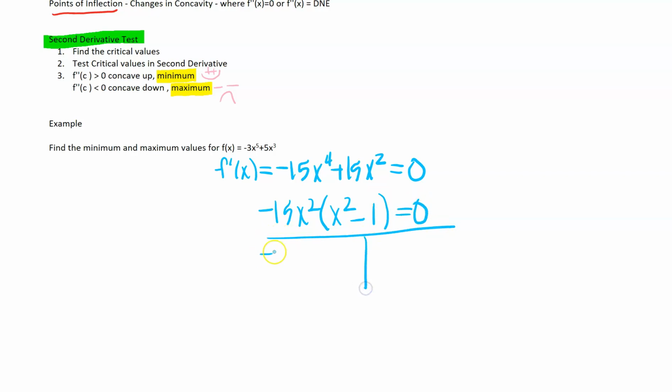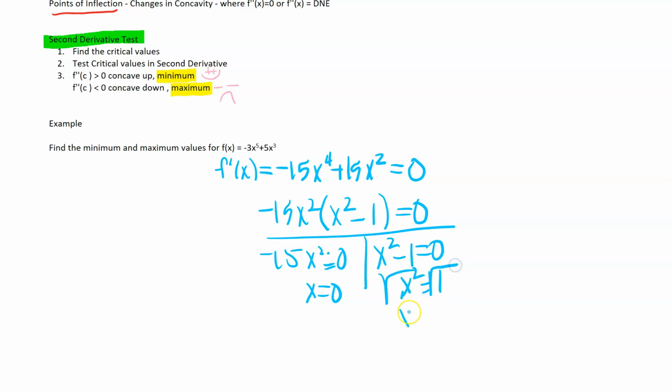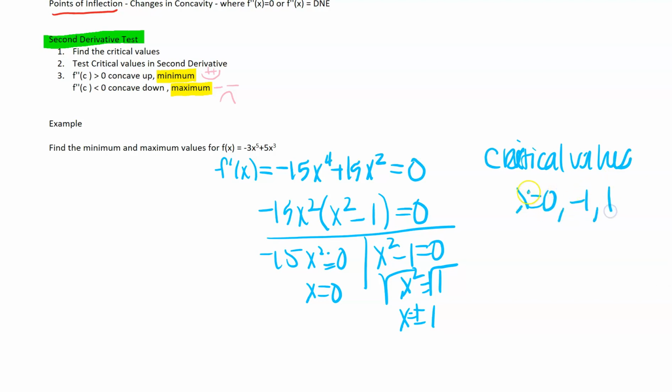And then I can solve this out, so I could say negative 15x squared equal to 0, and that would just give me 0. I could say x squared minus 1 equal to 0, so that'd be x squared equal to 1. So x would equal plus or minus 1. And so those right there would give me critical values of x equal to 0, negative 1, and 1. Now what your second derivative test says, now test those in your second derivative.